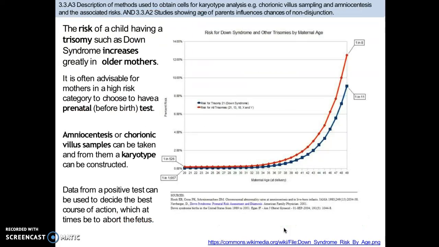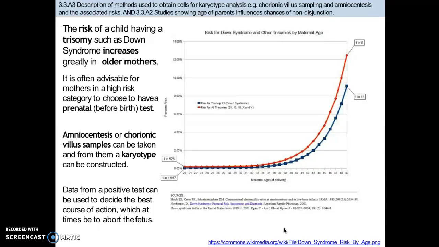Let's go to A3, which is actually A2 and A3. So this is about description of the methods used to obtain cells for karyotypes, and A2 is looking at the fact that aging influences the chances of non-disjunction. So this is pretty straightforward. The risk of having a child that has Down syndrome increases very greatly as the mother gets older.